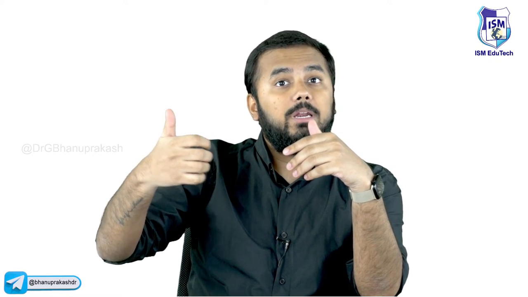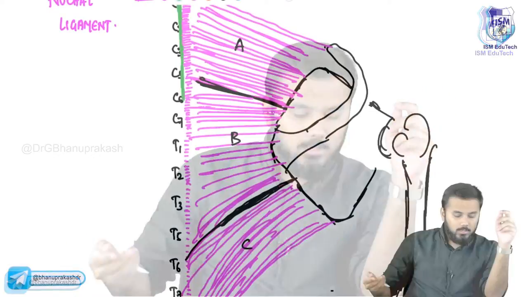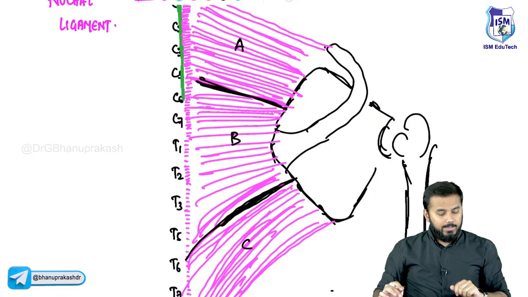Right? So there are three important functions we saw here. What are those three important functions? One is called elevation of scapula. The middle fibers perform retraction of scapula. The inferior fibers perform the depression of scapula. All of you are clear with this? Yes, till here all of you are clear.